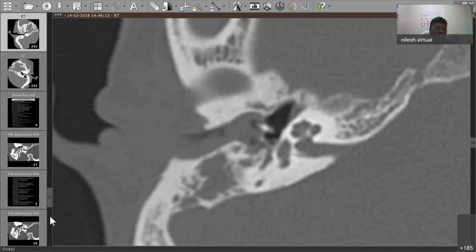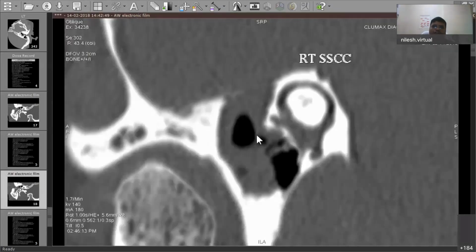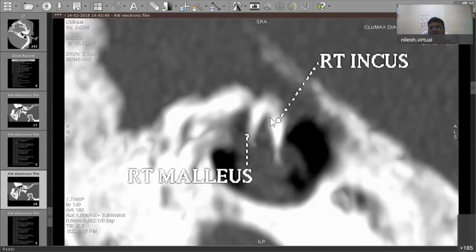Then we do 3D reconstruction also for that. It is called maximum intensity projection or MIP. So MIP will give you all structures separately. Like this you can reconstruct. You can see here now there is a fistula of the lateral semicircular canal and the membranous labyrinth is exposed. And here you can see now what we already saw in that axial cut, that the head of malleus and body of incus were necrosed.